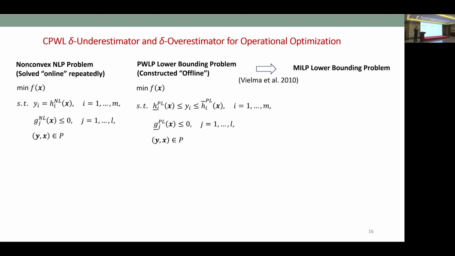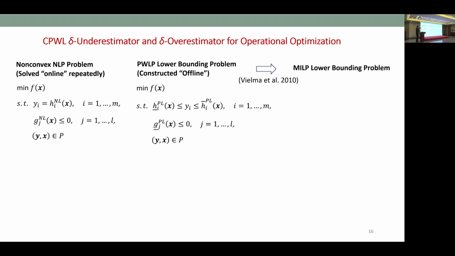Here we are interested in solving real-time non-convex nonlinear optimization problems, such as planning problems or real-time optimization problems, and so forth. We do have many applications in the industry. These problems have to be solved online repeatedly. When the price or demand changes, we have to solve the problem with the same structure again and again. So we can construct a lower bounding problem using that idea, offline.